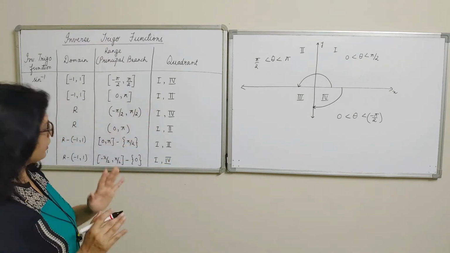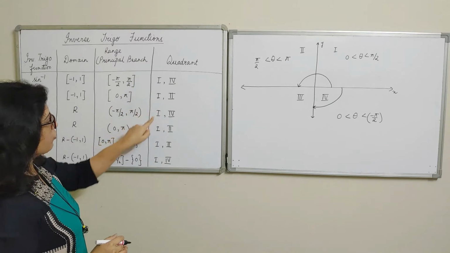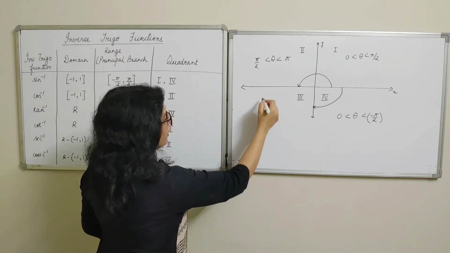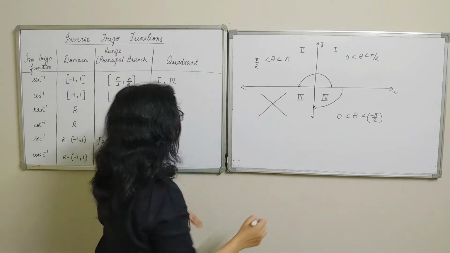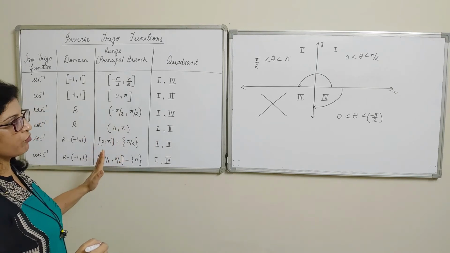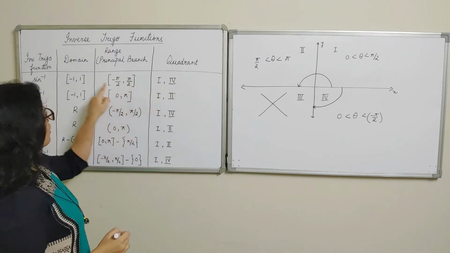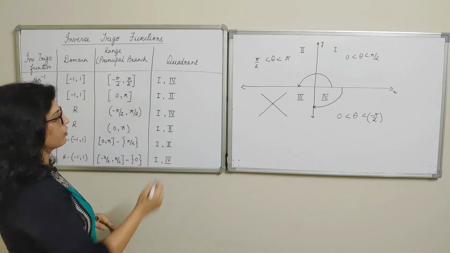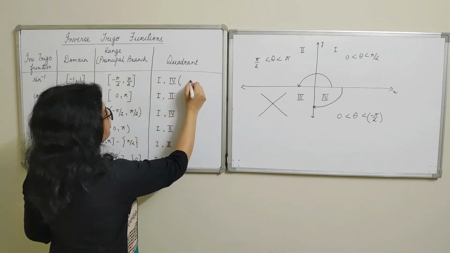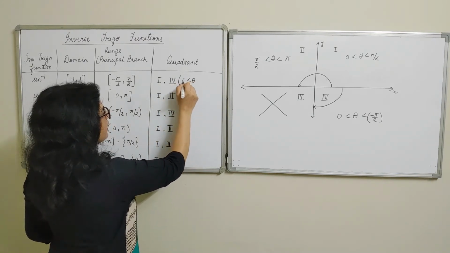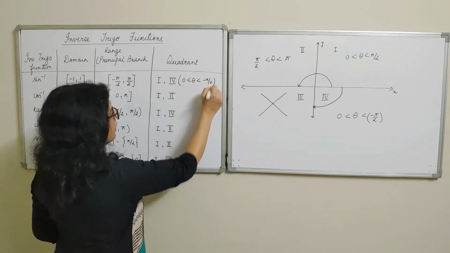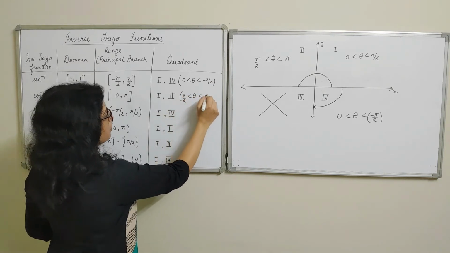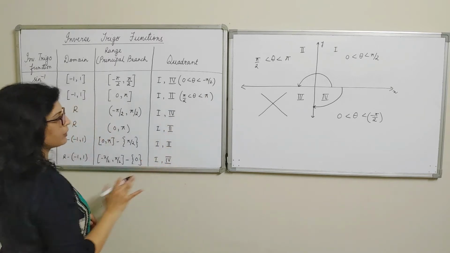When you look at these quadrants, one thing is very clear: the first quadrant belongs to the principal branch of all the inverse trigo ratios. The third quadrant does not belong to any of the principal branches of the inverse trigo functions. In some of these principal branches we are using the fourth quadrant, whereas in the others we are using the second quadrant. So for the fourth quadrant, I'll just write down here that our angle is greater than minus pi by 2 and less than 0. Whereas in the second quadrant, the angle is greater than pi by 2 and less than pi. And the same thing follows up here.